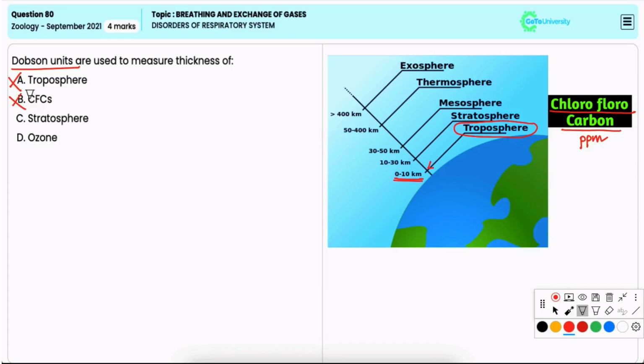Option C, stratosphere. It is also incorrect because the stratosphere thickness is also measured in kilometers.